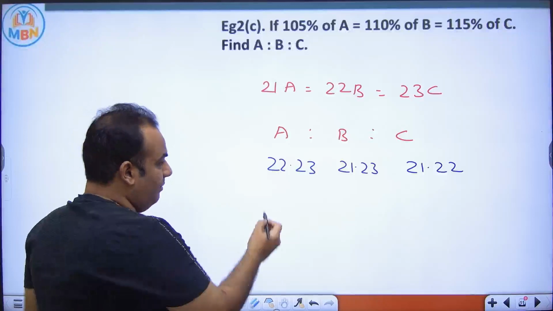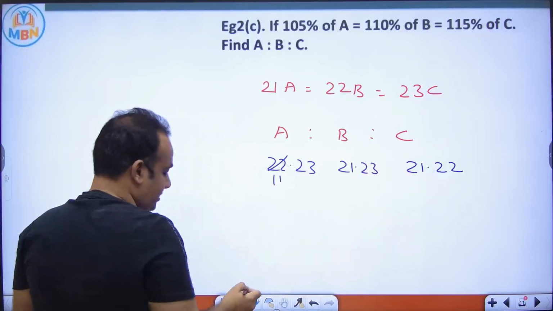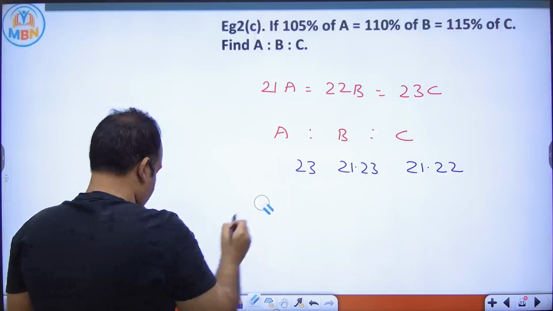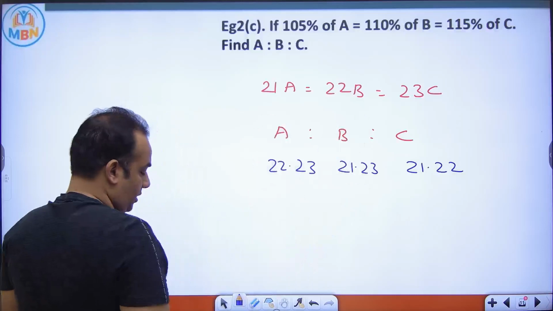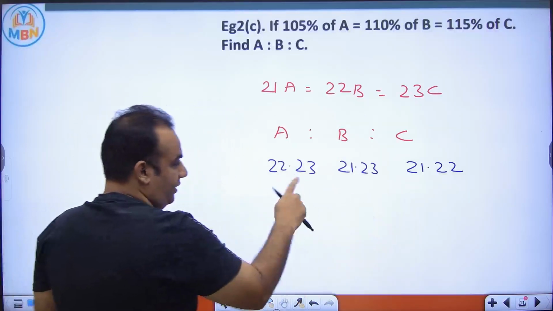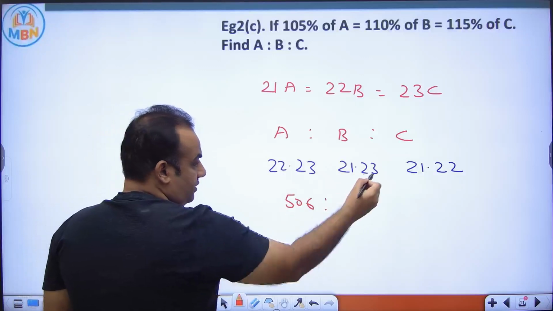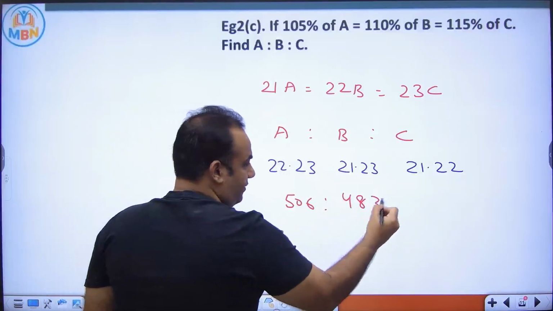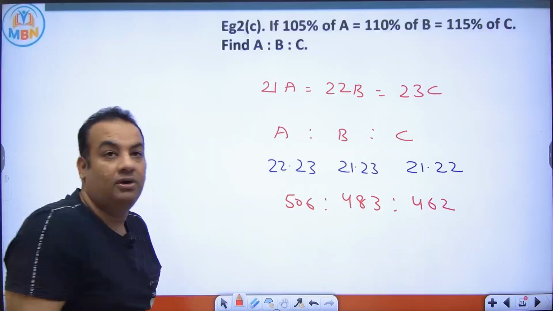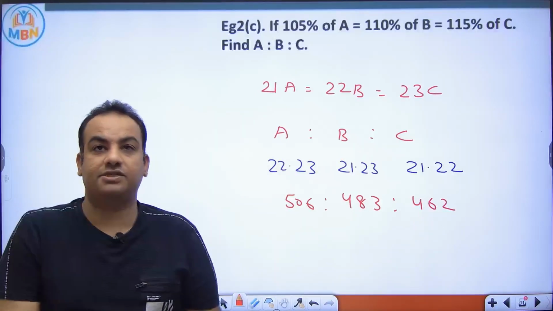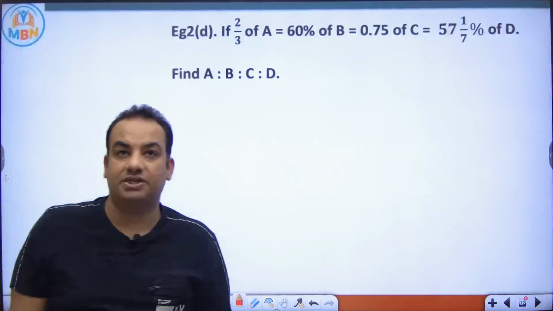Now, can we cancel by 2? It does not cancel; all numbers are not divisible by 2. So I have to just multiply. So 22 into 23: 22 into 20 is 440 plus 66, that is 506. This is 460 plus 23, 483. This is 440 plus 22, that is 462. So the answer for this is 506, 483 and 462. Now the next question.